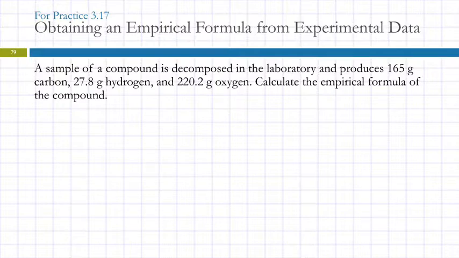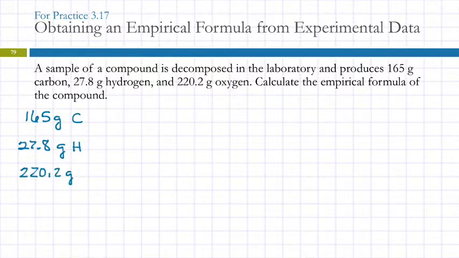A sample of a compound is decomposed in the laboratory, and produces 165 grams of carbon, 27.8 grams of hydrogen, and 220.2 grams of oxygen. Calculate the empirical formula. So, first thing is write down the masses of each element. So 165 grams of carbon, 27.8 grams of hydrogen, and 220.2 grams of oxygen. Here we're given the masses, so we don't need to do any changing of percentages to grams. Next step is to convert these to moles.